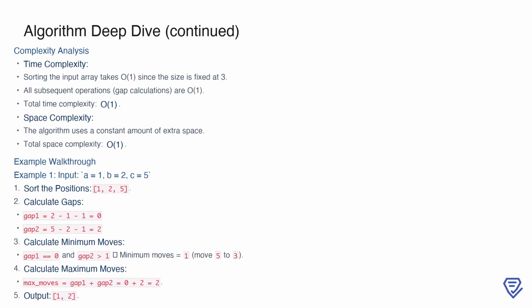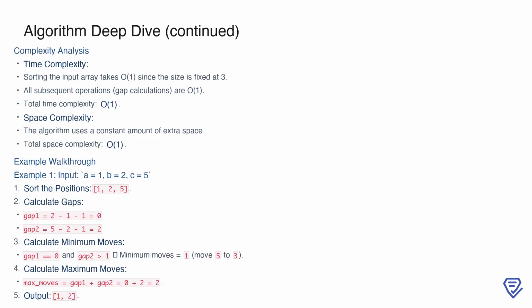Analyzing the time and space complexity of this algorithm reveals its efficiency. Sorting the three input positions has a constant time complexity of O(1), because the size of the input is fixed at 3. All subsequent operations, such as computing the gaps and determining the moves, are also constant time operations. As a result, the total time complexity is O(1). The space complexity is equally efficient, as the algorithm only requires a constant amount of extra space to store variables like the gaps. Now, let's walk through an example to see the algorithm in action.